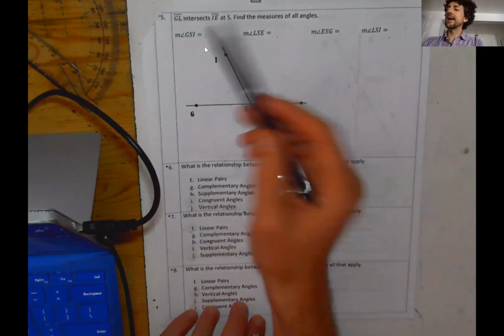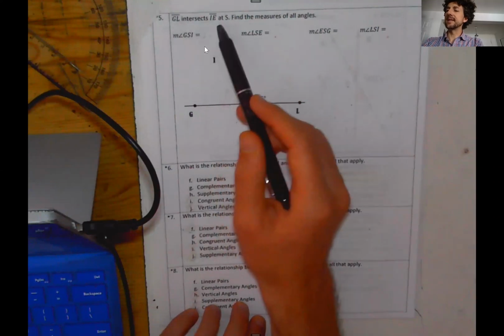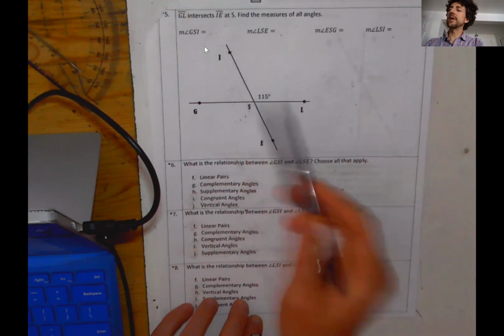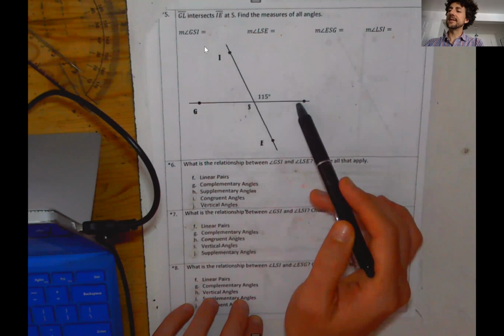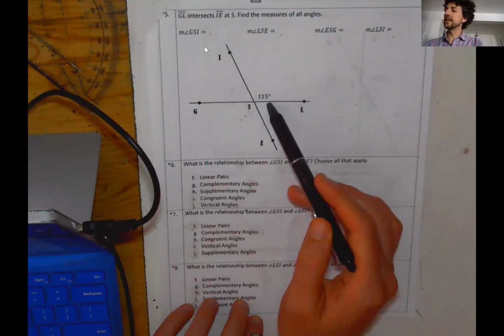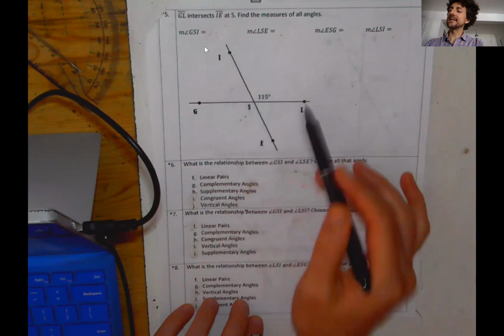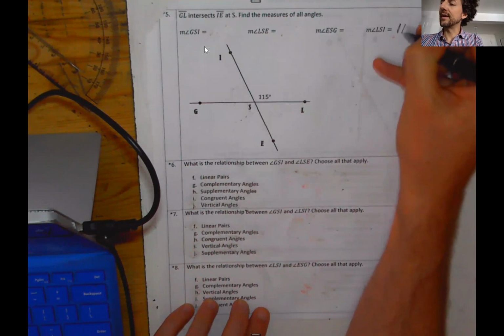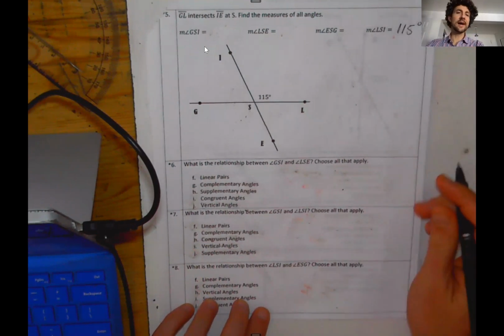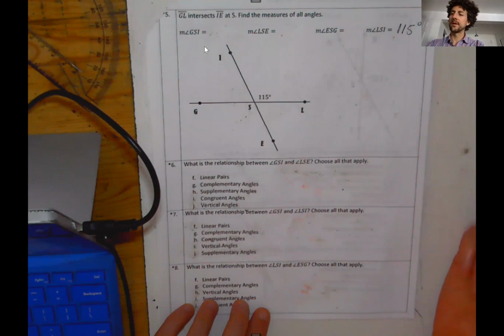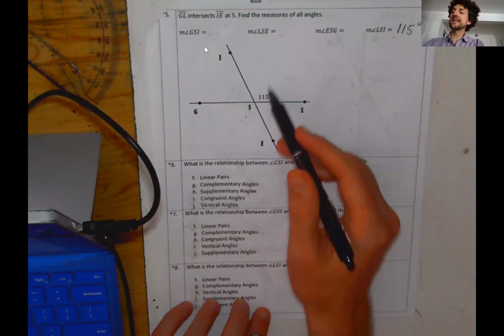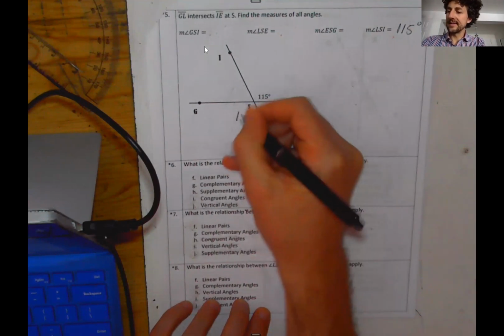So we know that line segment GL intersects line segment IE at point S. And we know that angle ISL is 115 degrees. So remember that ISL is the same as LSI. So we already know that the measure of angle LSI is 115 degrees. That's an obtuse angle. So what other things do we know? We know that when lines intersect, on the opposite side of an angle is another angle that has the same measure.